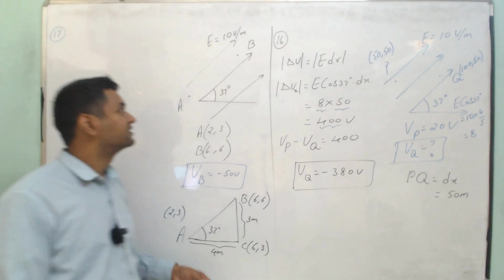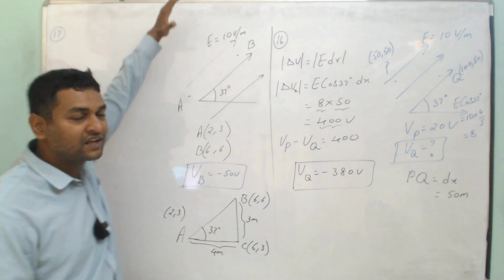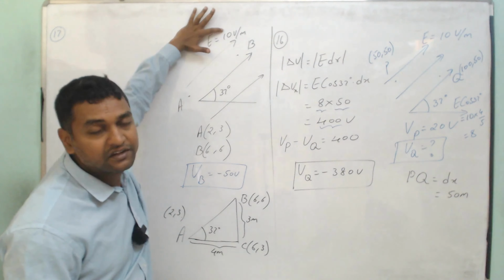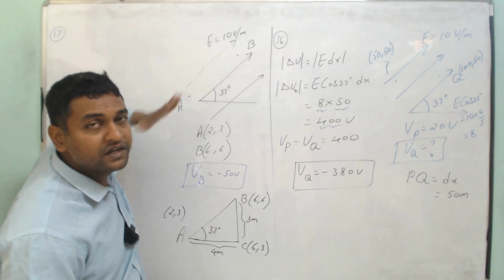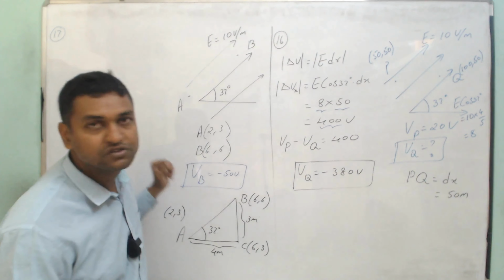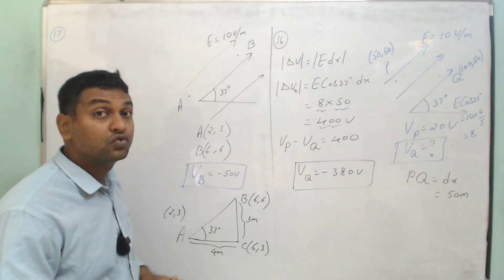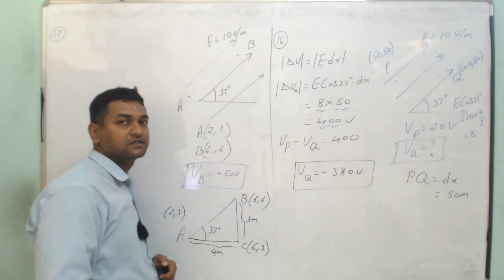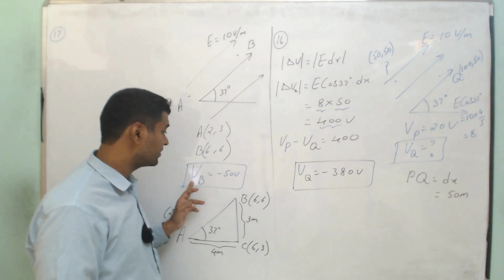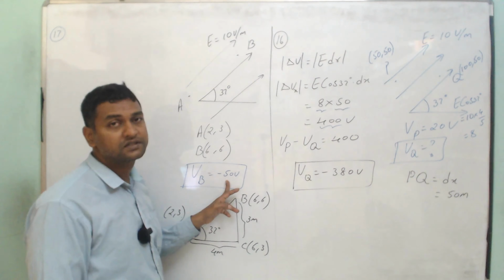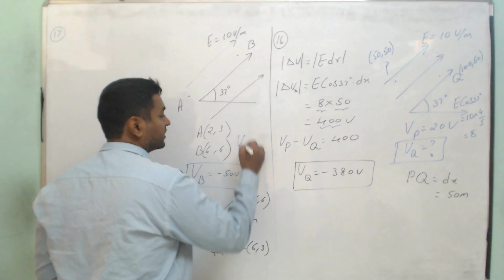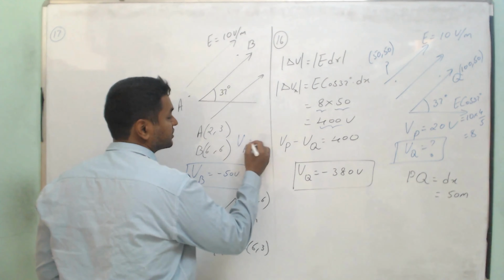Okay, so I'll repeat the question again. Electric field magnitude is 10 volts per meter at an angle of 37 degrees with the horizontal. Two points are given, 2, 3 and 6, 6. If the potential at B is minus 50 volts, find the potential at A. The question is, find the potential at A.